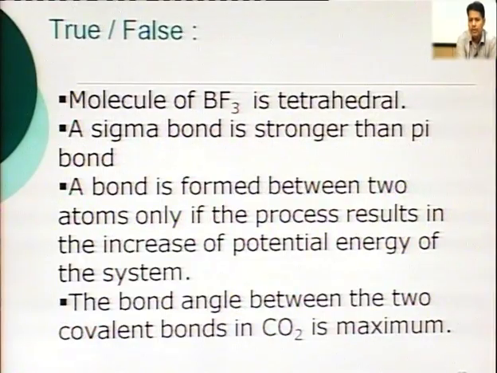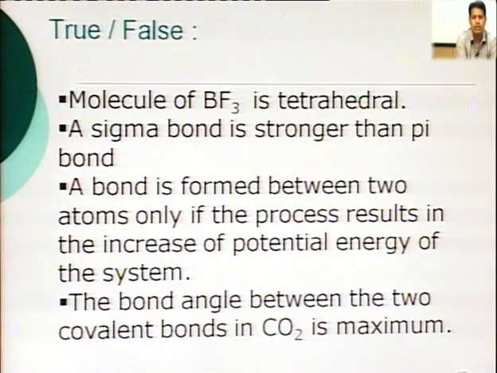The bond angle between the two covalent bonds in carbon dioxide is maximum. This is right, that is true. Carbon dioxide has a linear shape, and the bond angle is 180 degrees. So, this is true.